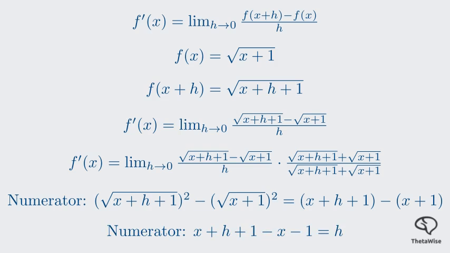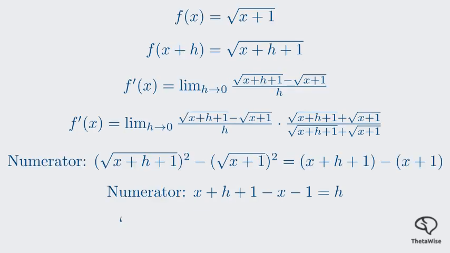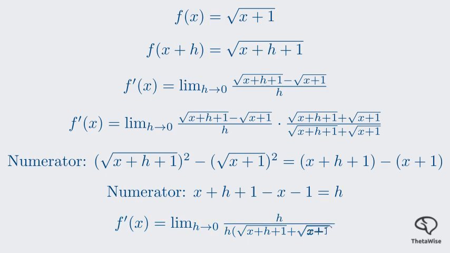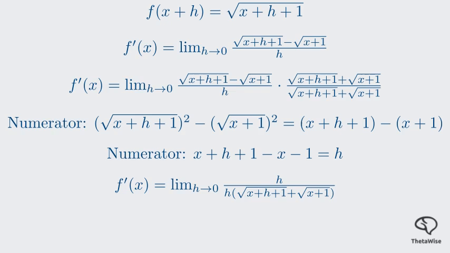Now, let's rewrite our limit with the simplified numerator. f prime of x equals the limit as h approaches 0 of h, all over h times the quantity square root of x plus h plus 1, plus square root of x plus 1. We can now cancel the h in the numerator and denominator. This leaves us with the limit as h approaches 0 of 1, all over the square root of x plus h plus 1, plus the square root of x plus 1.